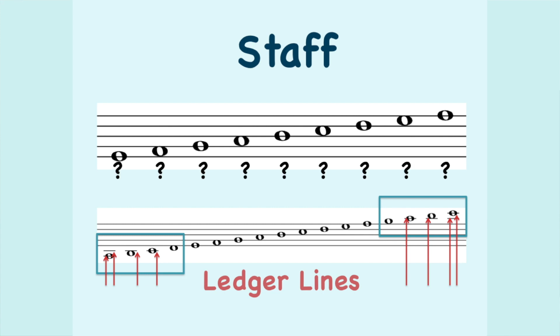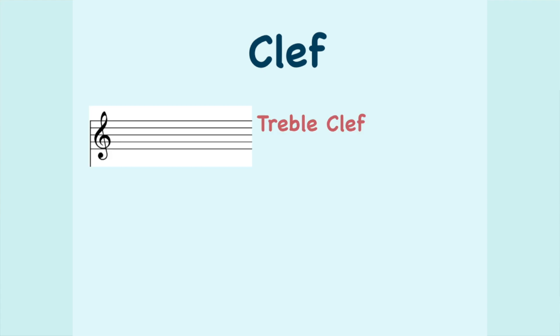So what are the notes on the lines and spaces? To answer this question, we need to know what a clef is. A clef is always placed at the beginning of every staff. There are several different clefs, but the most common one is the treble clef. Another name for the treble clef is the G clef. I'll explain why it is called the G clef later.